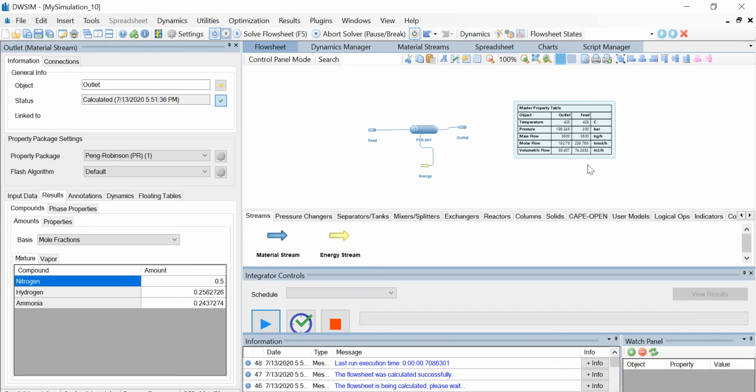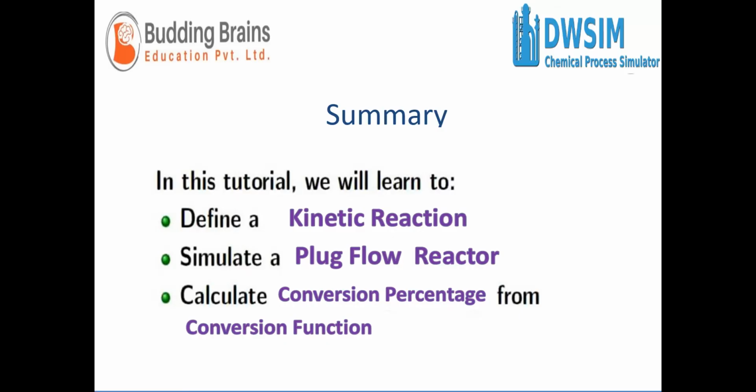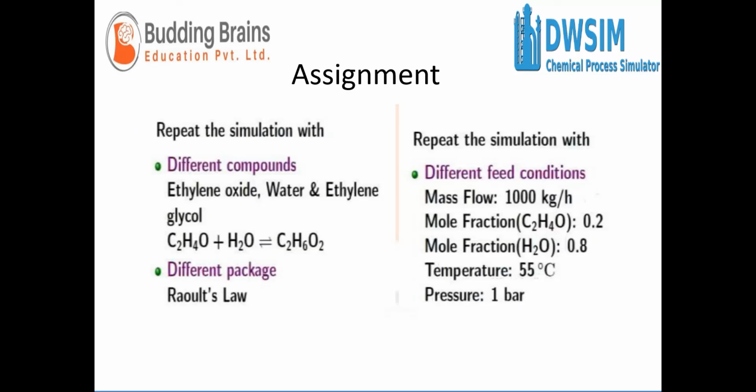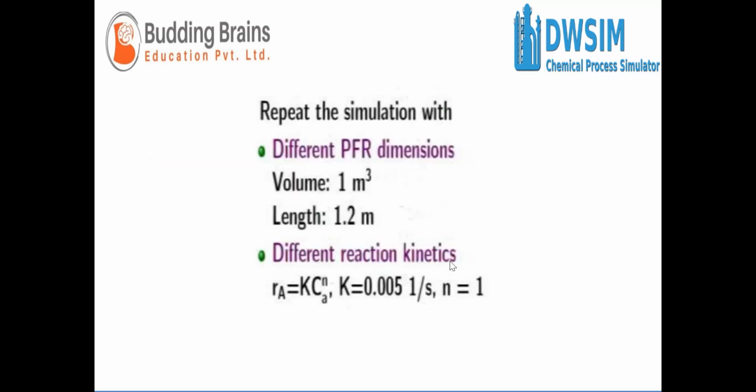So we've also defined the kinetic reaction and we learned to simulate the PFR and the conversions were also calculated. Now you can try the PFR simulation using this example. Over here, ethylene oxide reacts with water to form ethylene glycol. The simulation is more or less the same, just that the values will be different. So do try out this example in DWSIM, and you also have the PFR dimensions and the reaction kinetics.